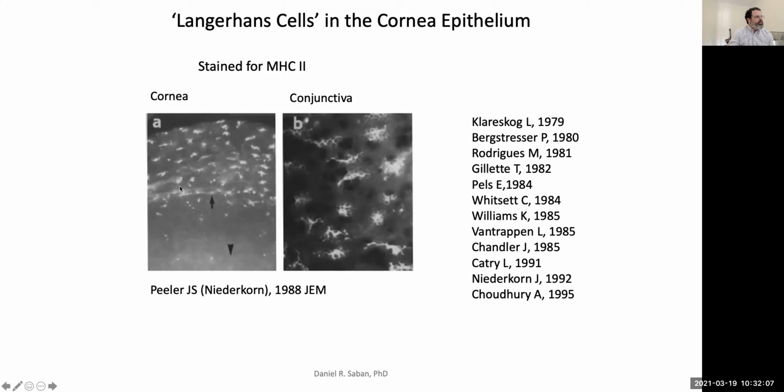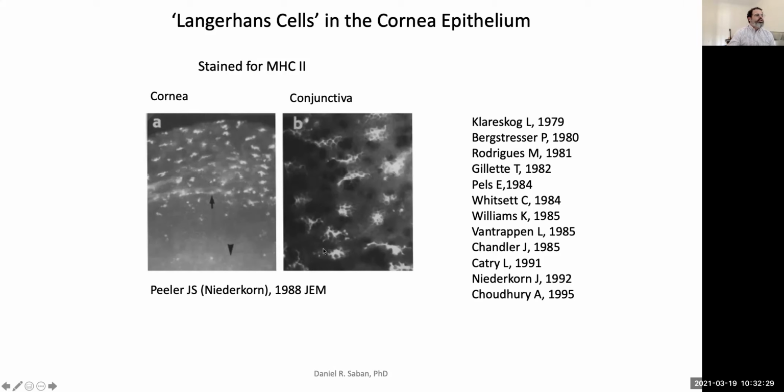Here is the limbus, in A, where you see the density of these cells. And then you're moving towards the central cornea, and you can see they're few and far between in terms of MHC class 2 positive cells. And this is compared to the conjunctiva, where you can see these in relatively robust numbers. And this is similar to what one would see in the skin.